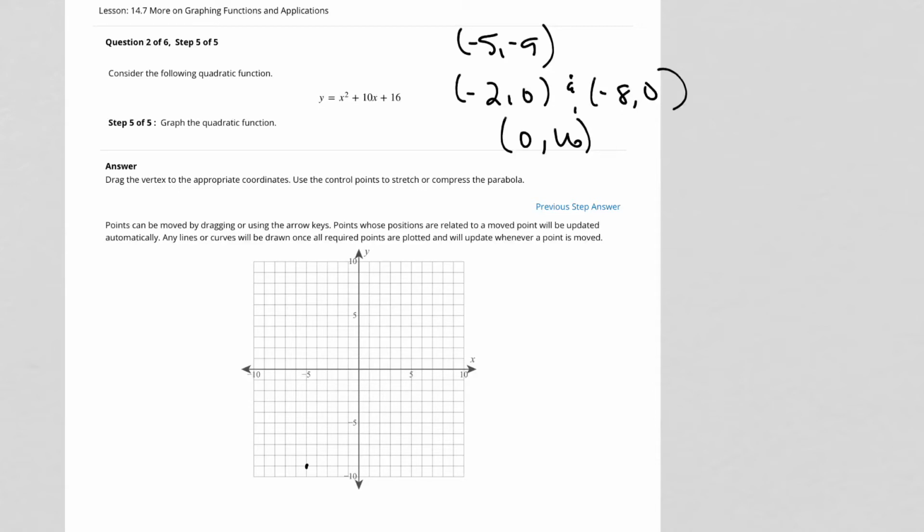So there's where that point is. And then (negative 2, 0), it's right there. And (negative 8, 0) is right there. And so I've got enough to graph my function.